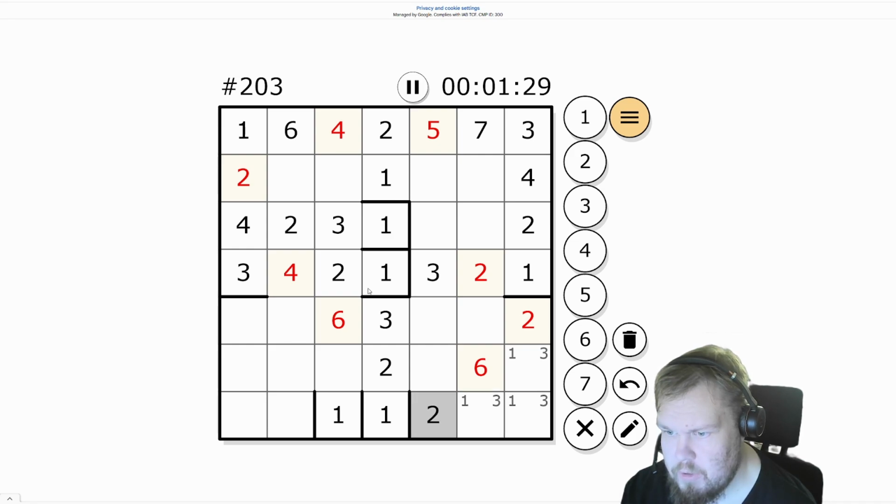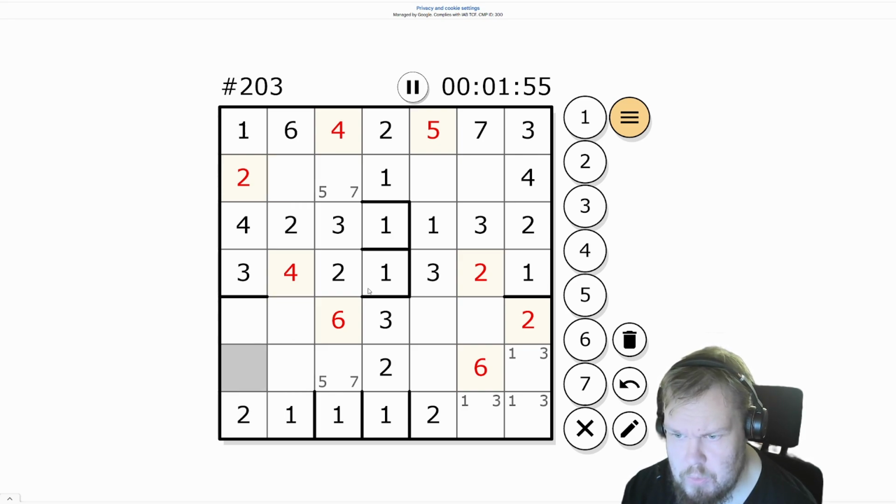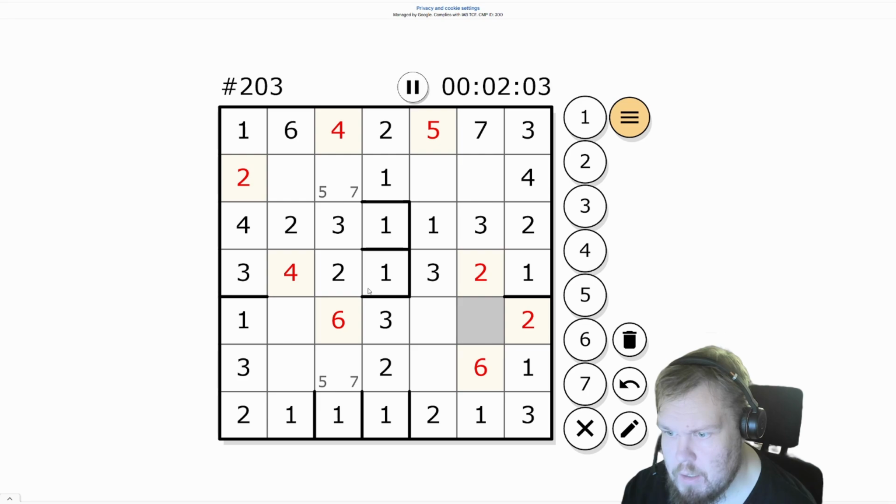So it would be 1, 3, this is 2. Then this is 1, this is 3. What else? 5 and 7 are missing. Yes, they are. Fit anywhere. Which way to go? This is 1, this is 2, this is 1, this is 3, so 1, 3, 1.